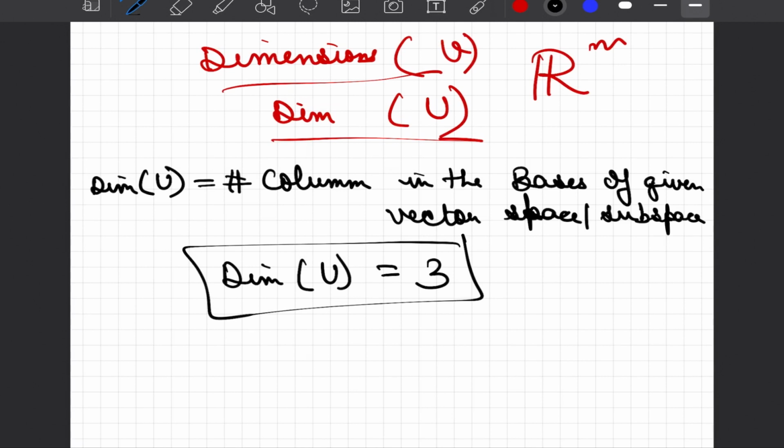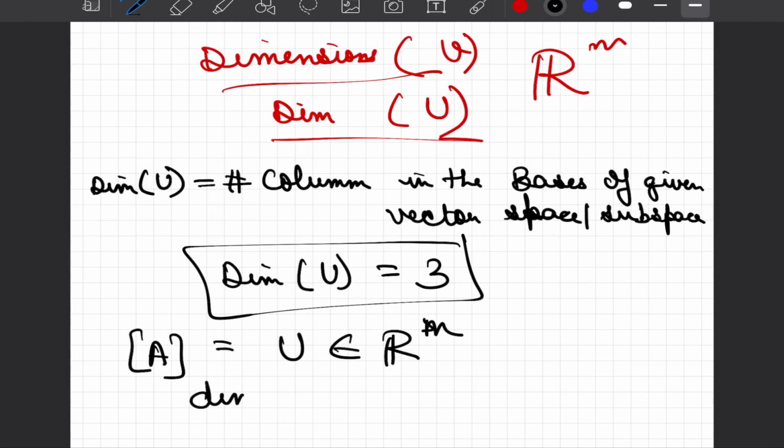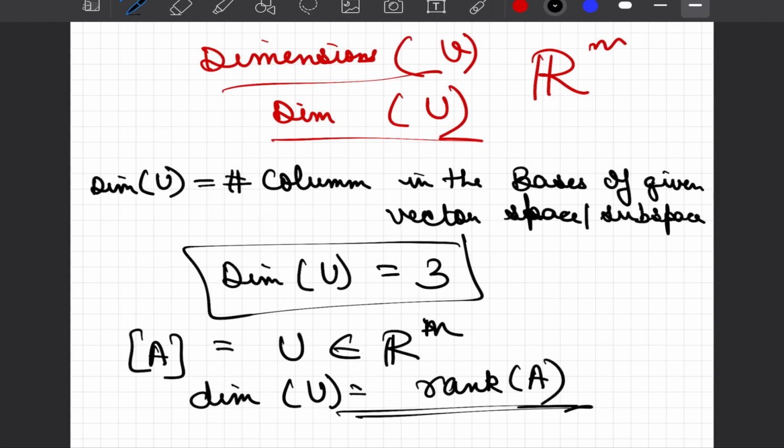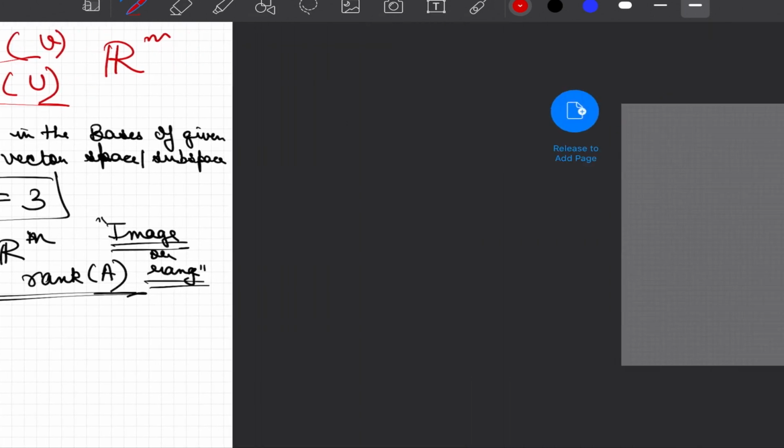So this also gives us an interesting point whenever we are talking about A, which is spanning a subspace. As we saw in the previous case, it was spanning a subspace of a 5-dimensional vector space. The dimension of U would be the same as the rank of A, and we will later call this subspace the image or range. We will come back to what this image or range would mean.